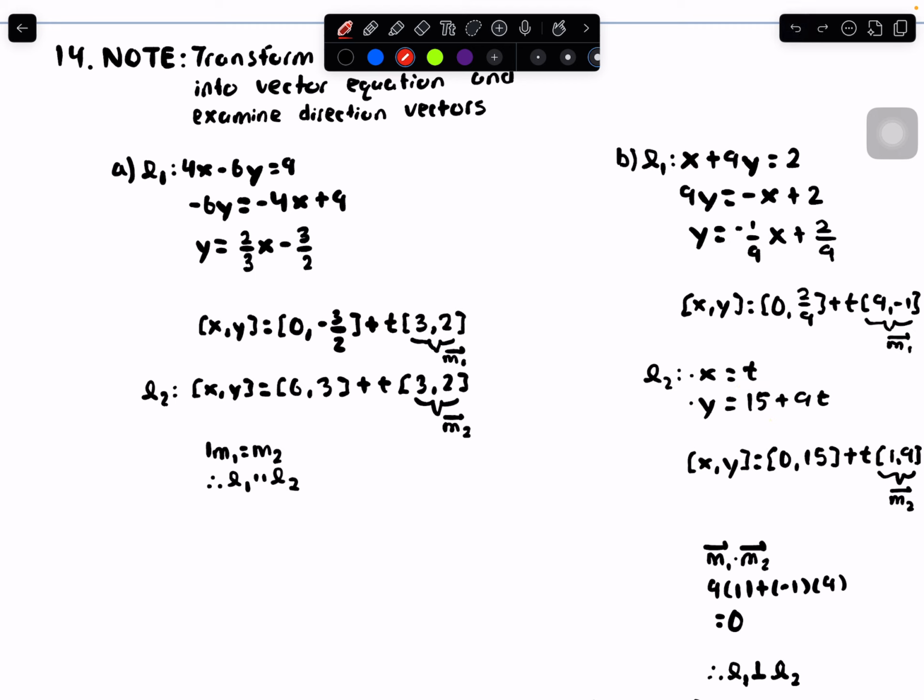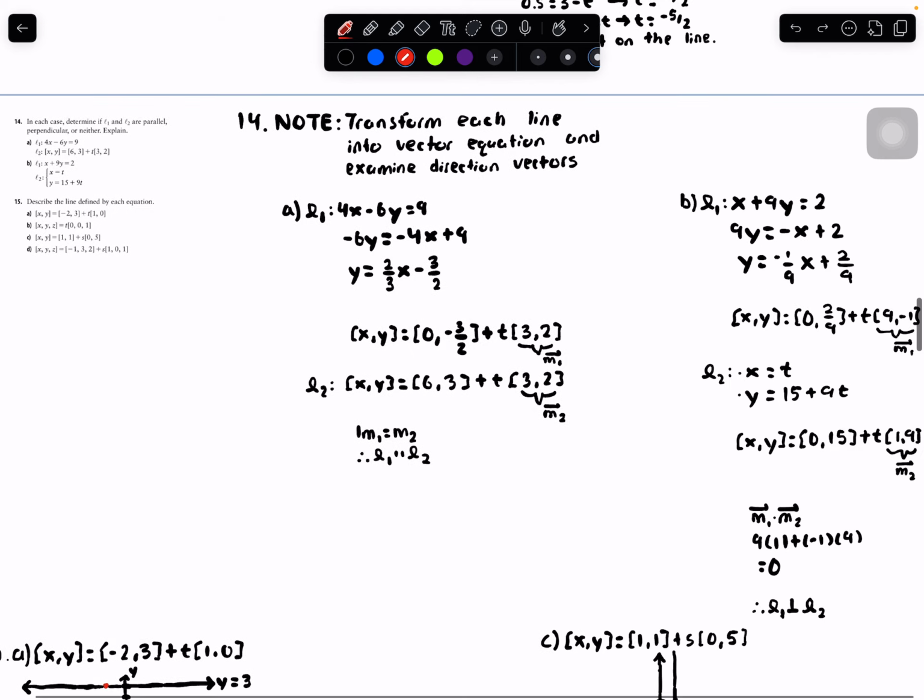And now I can examine the direction vectors, m1 and m2. They don't look like scalar multiples, obviously, so I'm going to attempt the dot product just to see. When I attempt the dot product, m1 dot m2 of the direction vectors, I get 0. That can only be the case if the lines are perpendicular. And that's what I stated right here: line 1 is perpendicular to line 2. Okay, good.